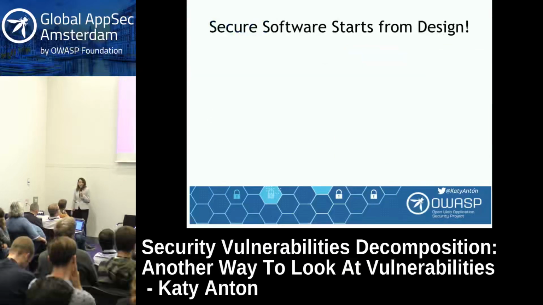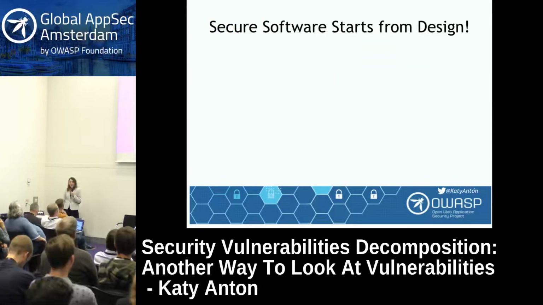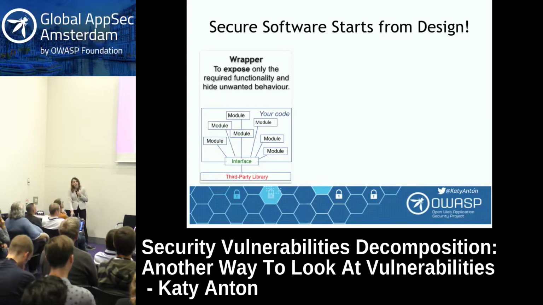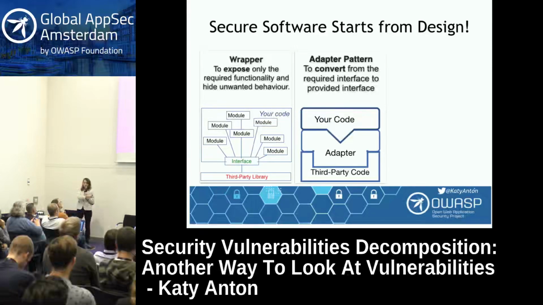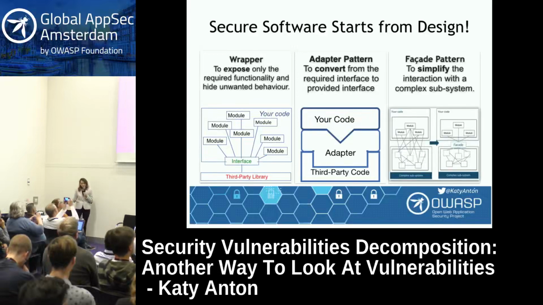So if we are to recap, secure software starts from the design, from the point that you have chosen how you are going to bring a system, a library, a package into your own software. From that point, the security of the software starts. So you can use a simple wrapper when you want to expose into your software a set of functionality and you want to hide unwanted behavior, then you can use the adapter design pattern when you want to change from the provided interface to the required interface, and the facade for legacy applications.